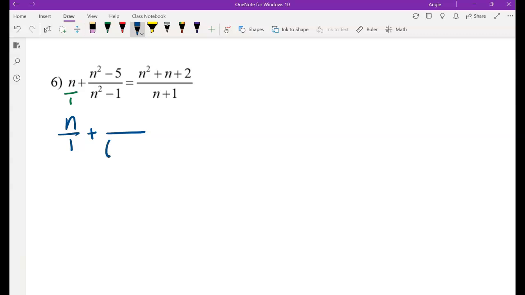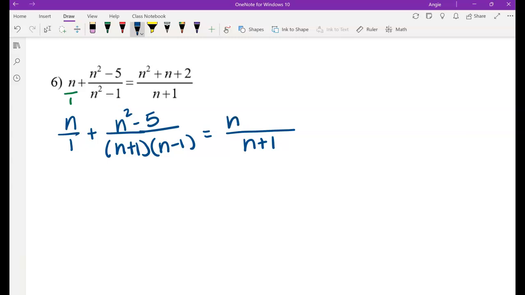So n squared minus 1 is the difference of two squares, so we are going to factor that as n plus 1 times n minus 1. On the numerator, n squared minus 5: 5 is not a perfect square number, so that is not factorable. The denominator on the right side, n plus 1, is not factorable, so we are going to leave it just like that. Then on the top, we have n squared plus n plus 2.